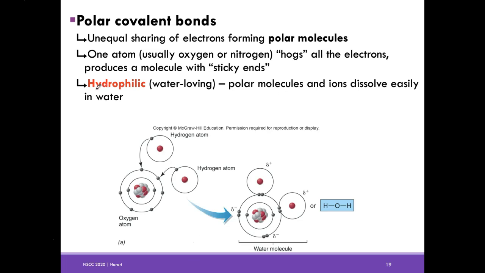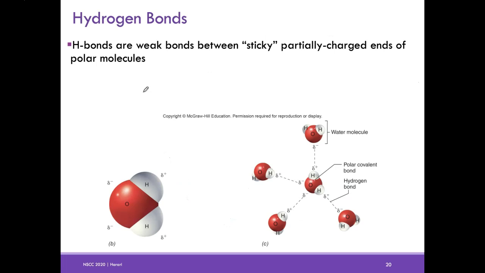But molecules that have polar bonds are hydrophilic, right? Polar molecules and ions dissolve very easily in water. They're water-loving. And that can be explained by the next type of bond we'll talk about, hydrogen bonds. So this will explain that stickiness that I'm explaining in polar molecules. Hydrogen bonds are weak bonds between sticky, partially charged ends of polar molecules.